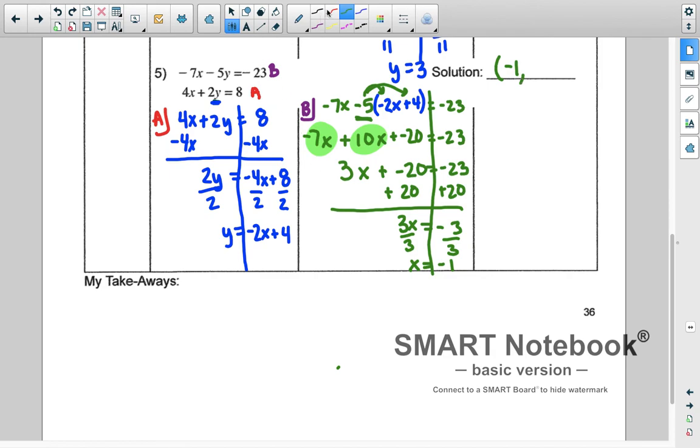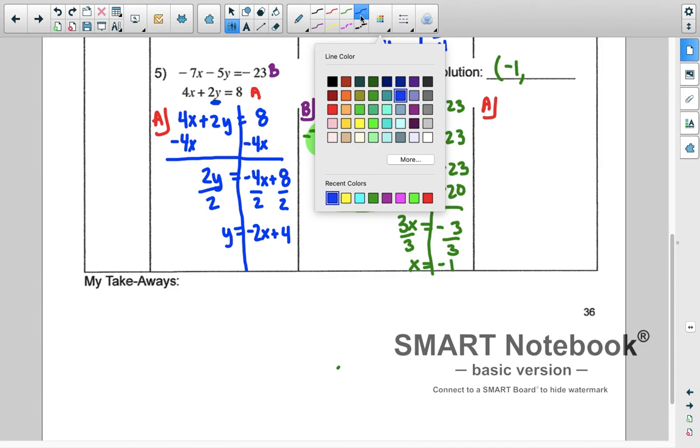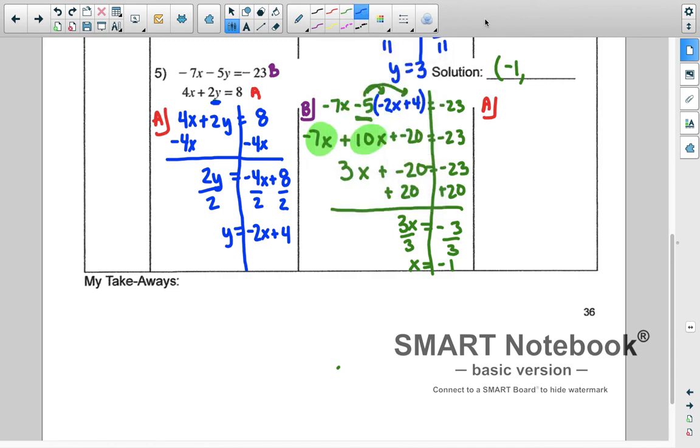Okay. So now we're bouncing back to that original. It's going to go A, B, A. So in A, we have 4x plus 2y equals 8. And we know what x is. X is negative 1. So we're going to write 4, and then in parentheses, negative 1 plus 2y equals 8. And then we're solving that for y. So 4 times negative 1 would give us negative 4 plus 2y equals 8.